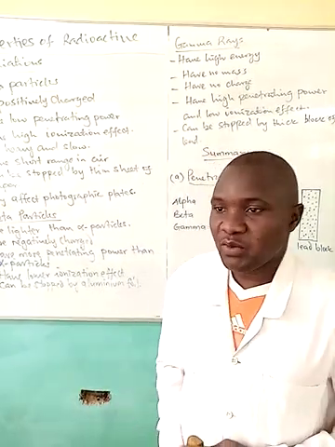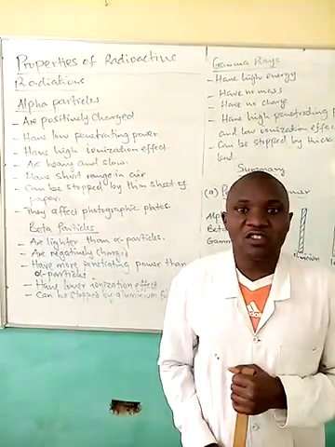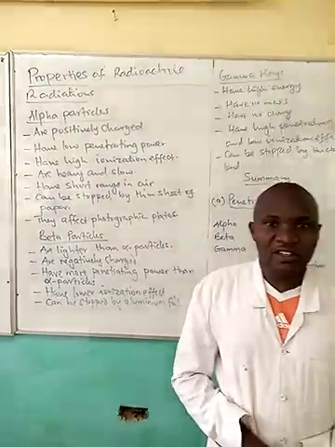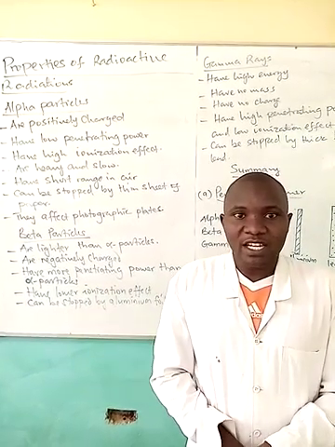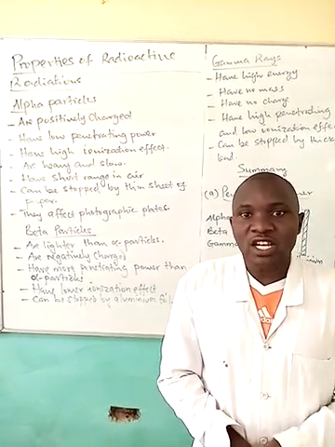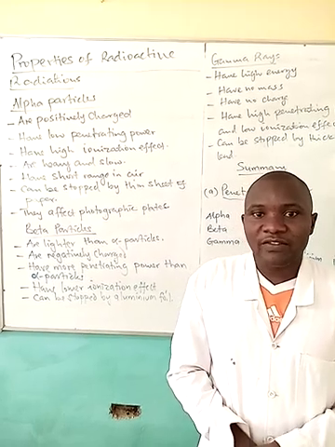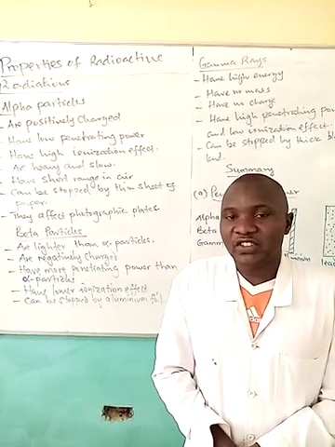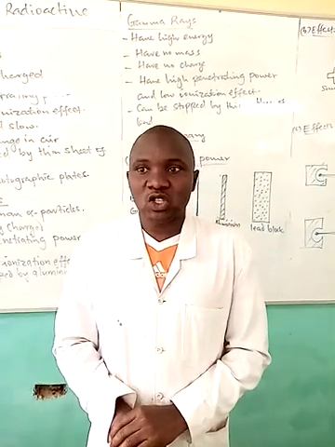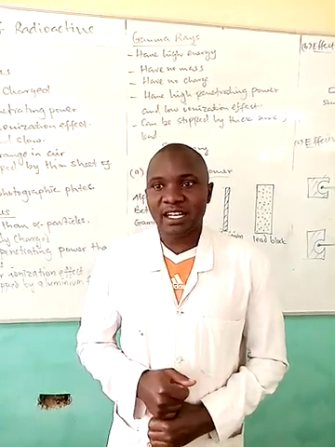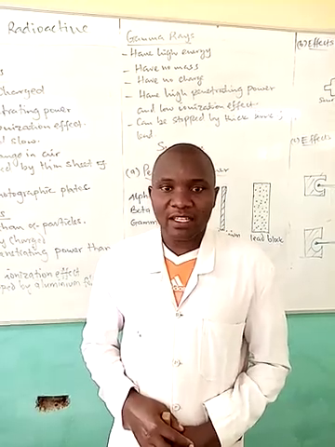I want us to proceed from where we left. We have already studied three types of radioactive radiations, that is alpha, beta, and gamma. And we have seen how they are produced. Now today we want to look at the properties of these three types of radiations, and we'll start with alpha particles. What are some of the properties that distinguish them from the others?